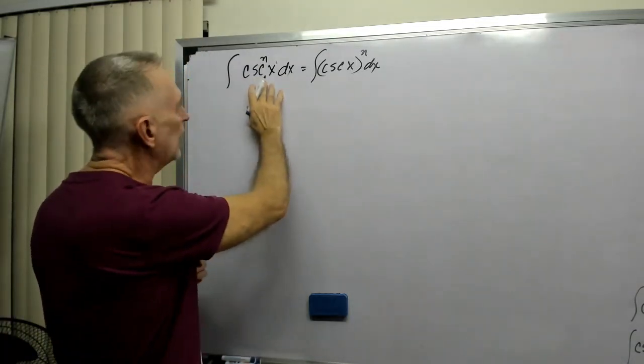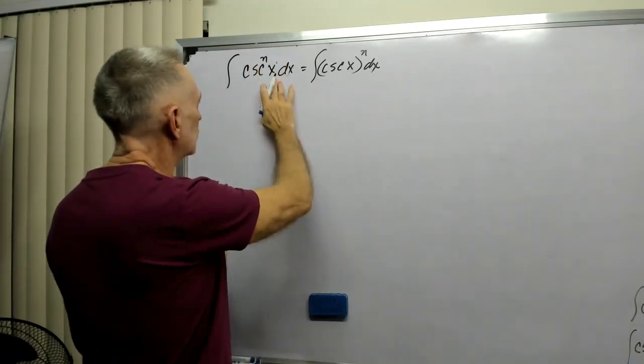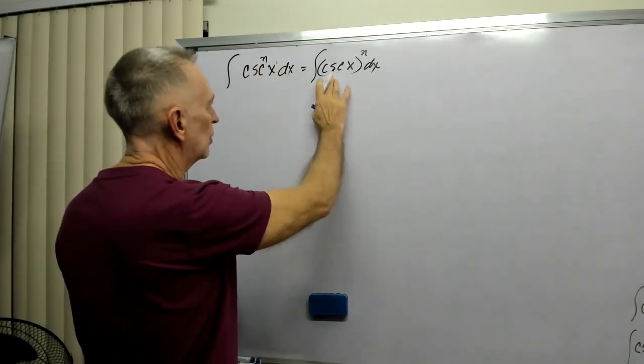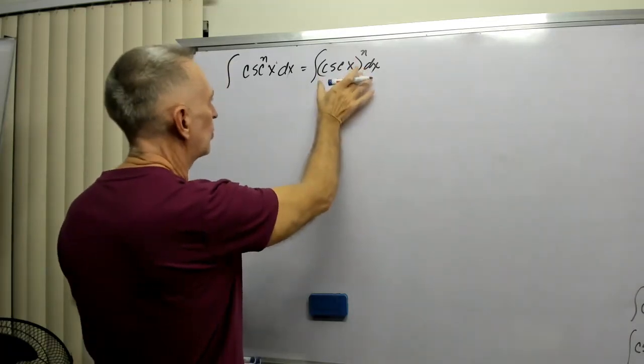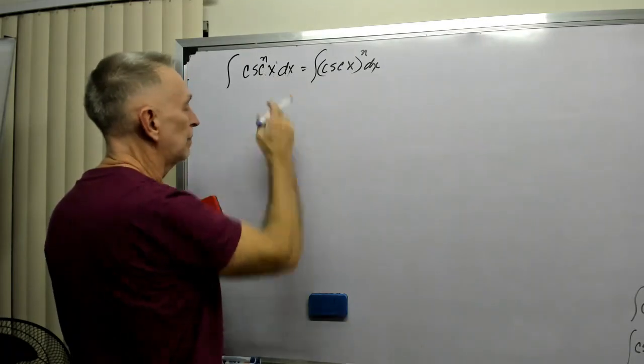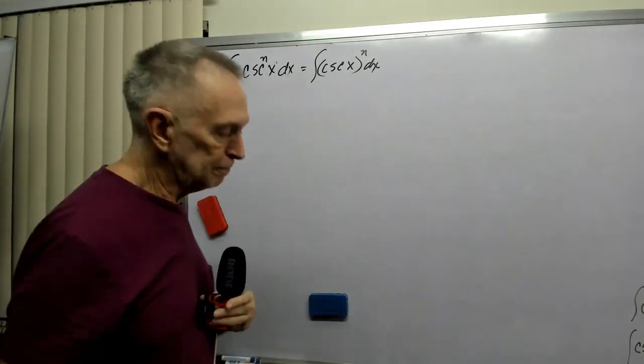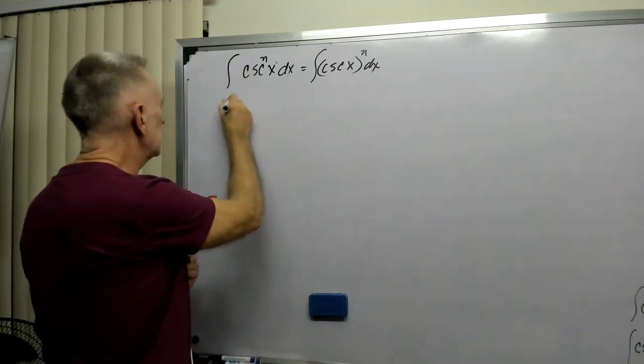Now I'm rewriting that instead of cosecant to the n x dx, I'm rewriting that as cosecant x in parentheses raised to the n, which is the same as this. To me, this is more obvious. All right, so let's get rolling here.